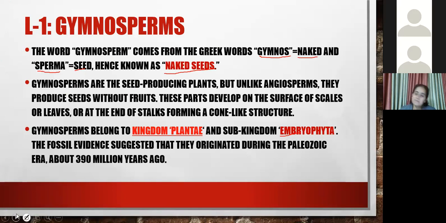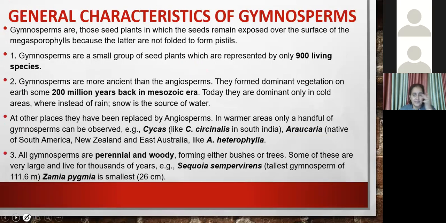उसी समय gymnospermic plants ज्यादा थी, abundant थी. Okay, now come to important characters of gymnosperms. अब ये पता लग गया कि these are seed plants.